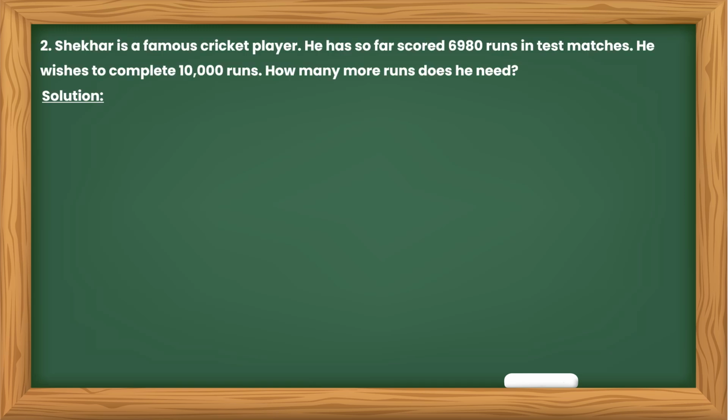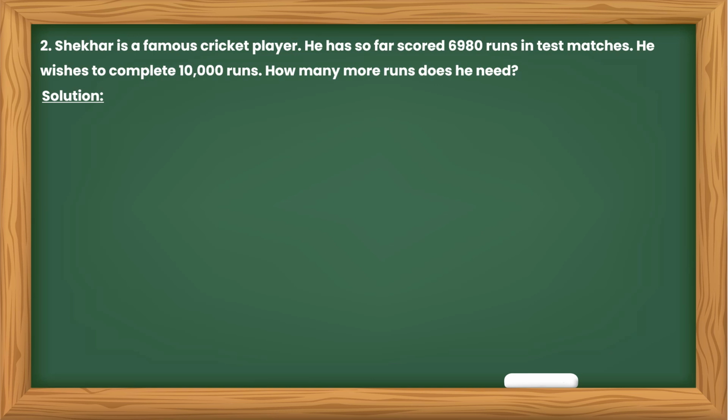The second question. Shaker is a famous cricket player. He has so far scored 6,980 runs in test matches. He wishes to complete 10,000 runs. How many more runs does he need? So how many more he needs? This is the keyword for us. You have some target. You have achieved some. There is some leftover. So you will have to find out the leftover to achieve your target, right? So when this is the case, then subtraction is the operation which you will have to use.